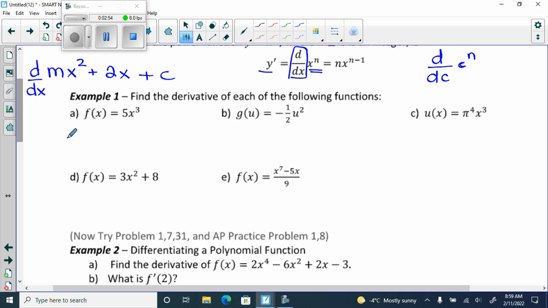So it's f of x, so we're going to write it as f prime of x. Now what do we get? 3 drops to the front and joins the 5, and we get 15x to the 2.